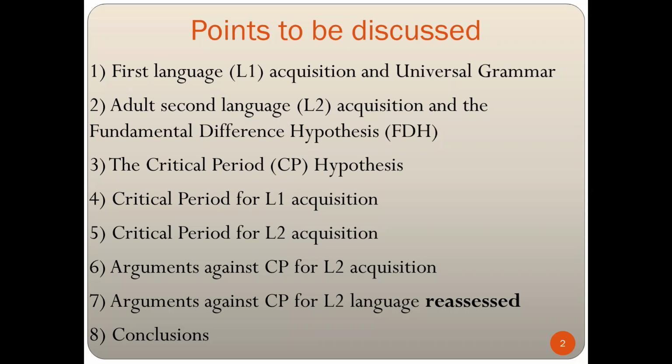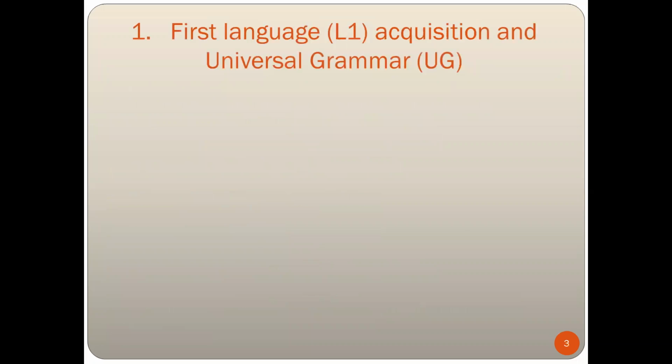So let me go straight into our first point, first language acquisition and universal grammar. Now, when we talk about first language acquisition, when we talk generally about the acquisition of a skill, I think it's very important to frame this issue in terms of three key questions. What is the skill that is being acquired? In this case, this is language.